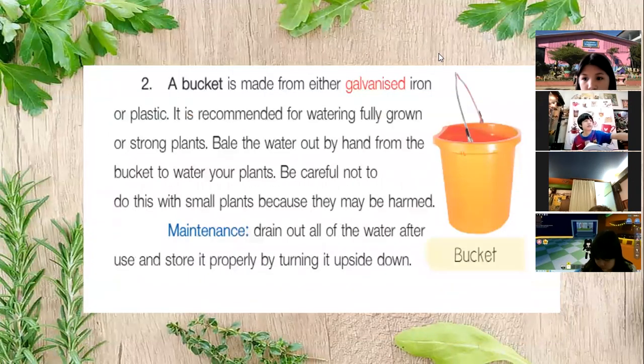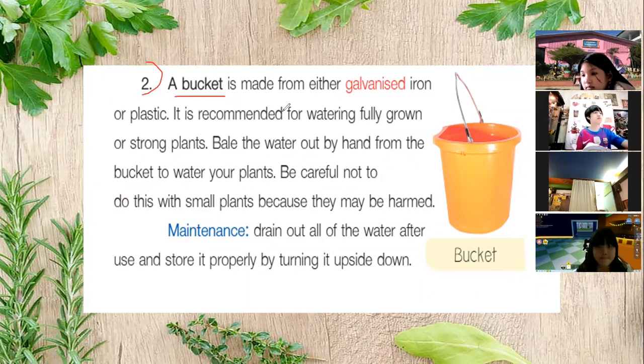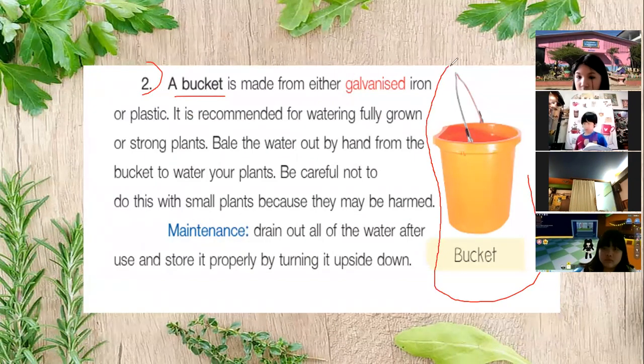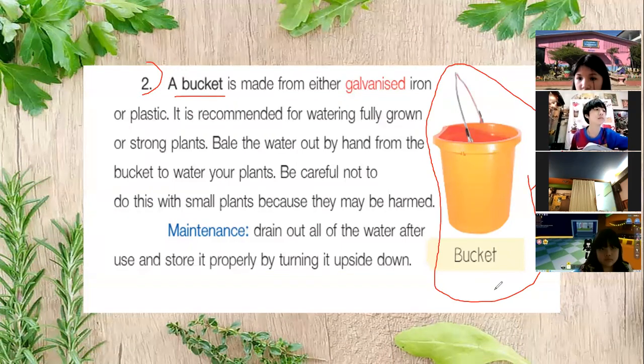All right. Next, the next equipment we can use is a bucket. A bucket is made from either galvanized iron or plastic. A bucket is also used for watering plants. One was the watering can, and the second one we can use is the bucket. A bucket is made from either iron, metal, or plastic.